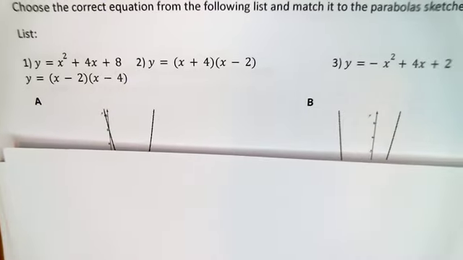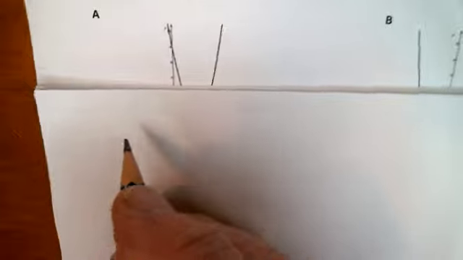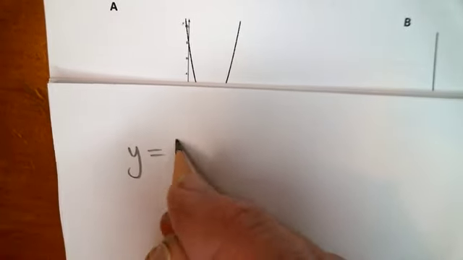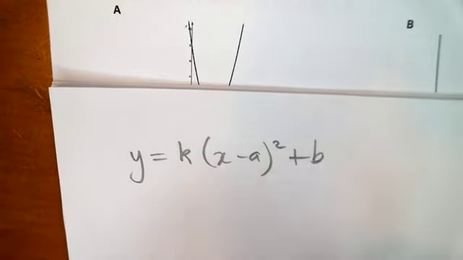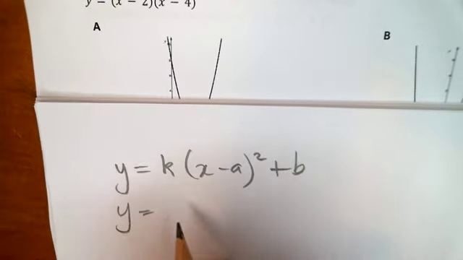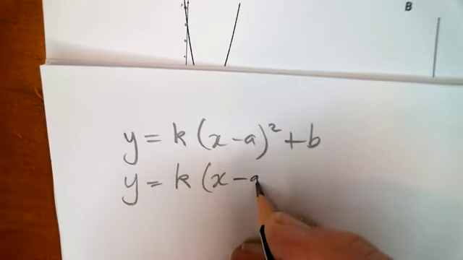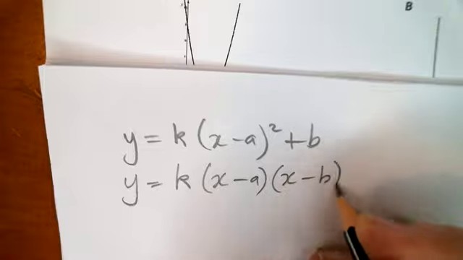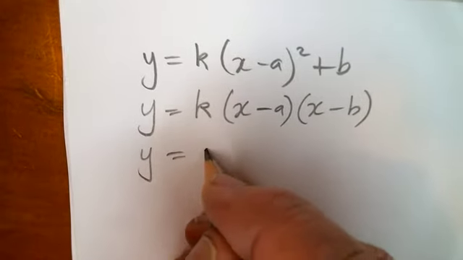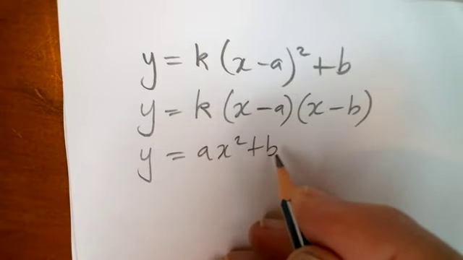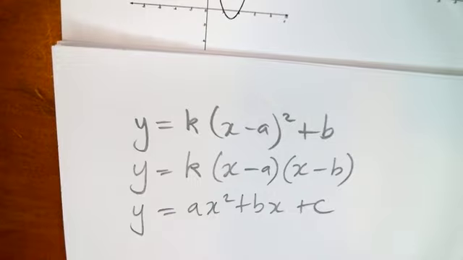And the other one, which is called completed square form, is where we've got something that says y is equal to k(x minus a) all squared plus b. So we've got y is equal to k, and we don't have any ones with a k of value here, (x minus a)(x minus b). We've also got y is equal to ax squared plus bx plus c. All of those work perfectly well.